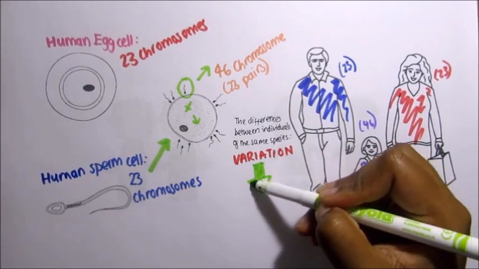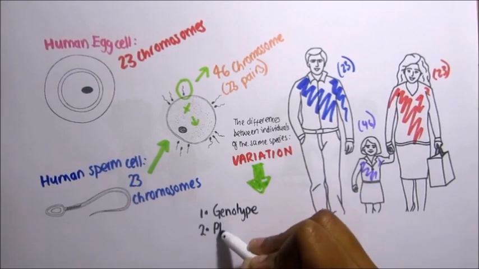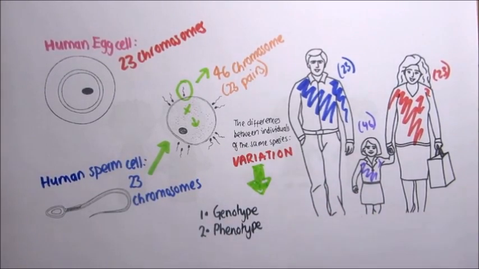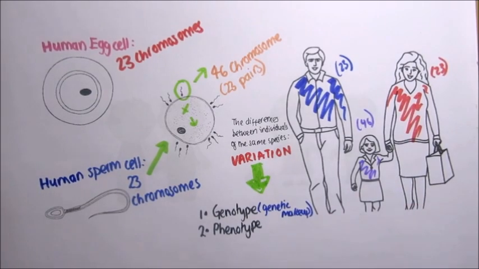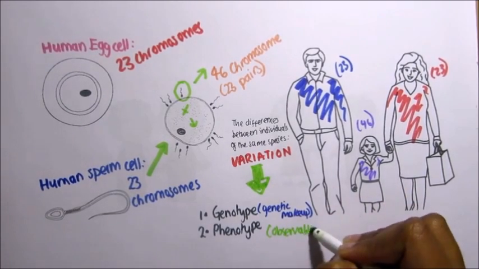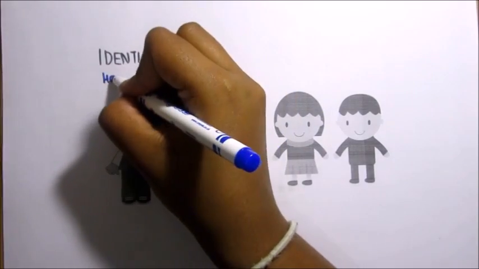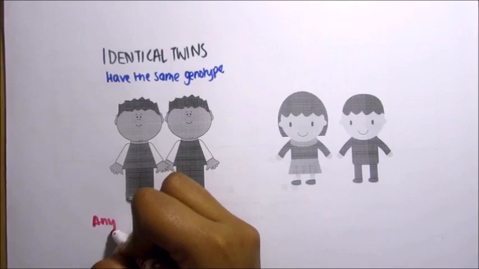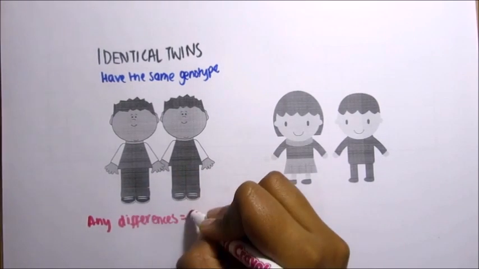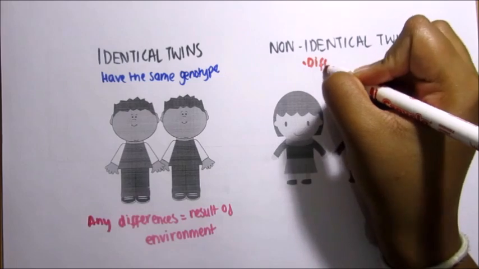Variations may be due to the genotype or the phenotype. The genotype is the genetic makeup of an organism, whereas the phenotype is the observable characteristics the organism has. The environment can change a phenotype. Identical twins have the same genotype, but any differences in the way they look is due to their phenotype, and that is a result of their environment.